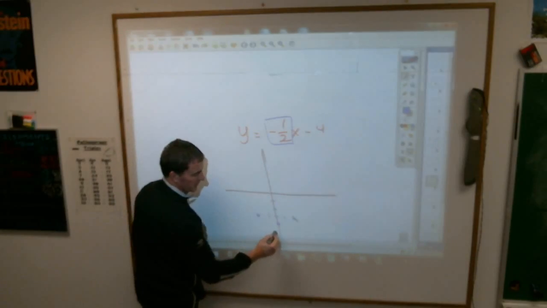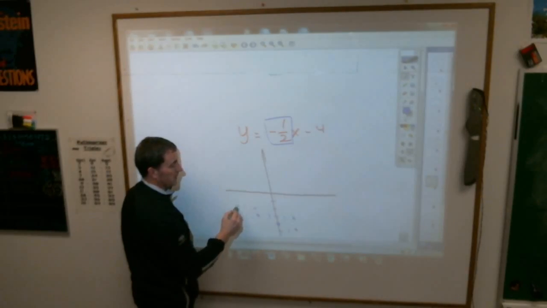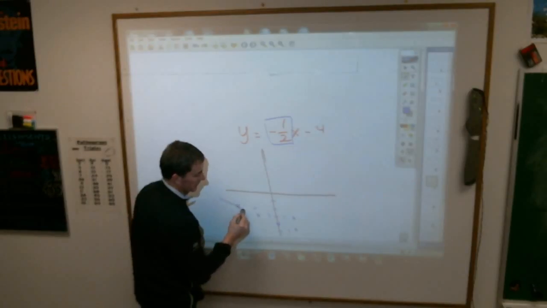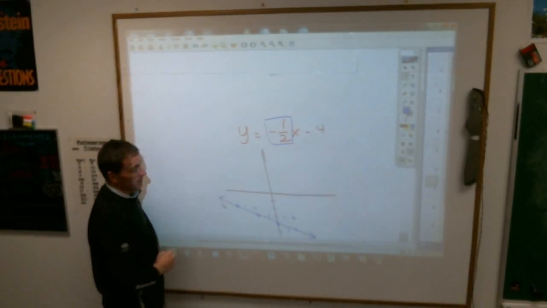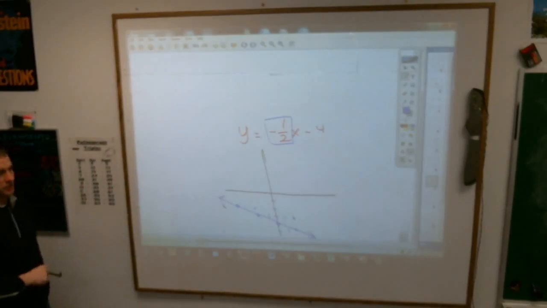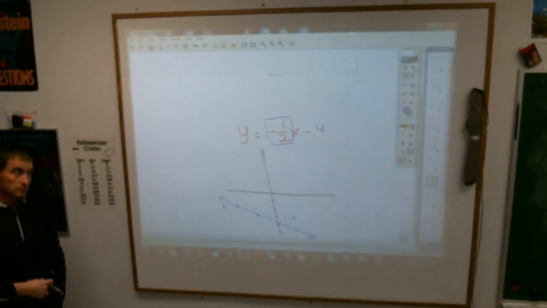Okay, and you can still go down 1 over 2. From this point, up 1 over 2. You can plot as many points as you want. You are going to get this line just like that. Now, is that not much easier and quicker than making a table and putting a whole bunch of values and doing all that?